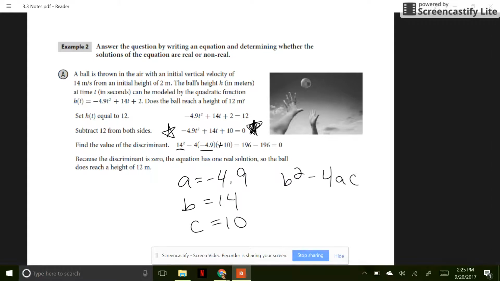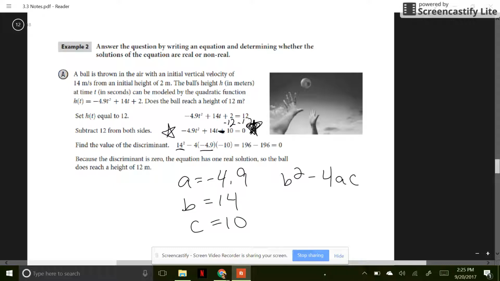I'm not sure why it's negative. Oh, because they messed it up there. That's what the problem is. Let's erase. So they messed it up when they subtracted 12 here. This should be negative 10. So it's right down here, negative 10 for c.